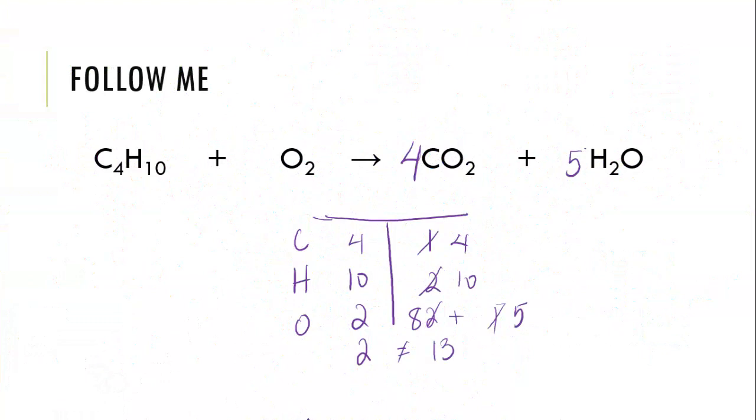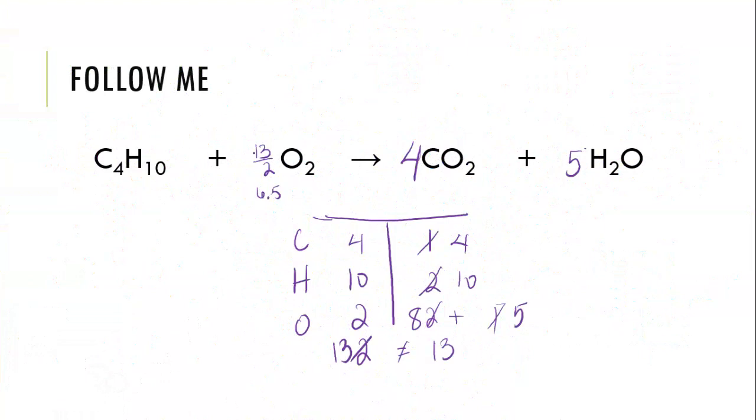So the easiest way to do this is to use the half trick, like we just did in the last one. 2 times what is 13? Well, that would be 2 times 13 over 2. You could put 6.5 over 2 equals, either way. If I do that, then that makes that become 13. 4, 4, 10, 13, 13.